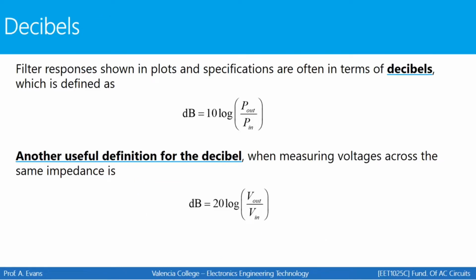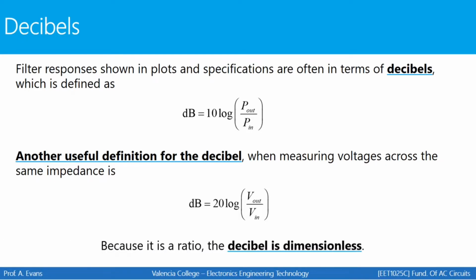Filter responses, meaning a graph which shows the response of a particular filter as frequency changes. Today we're going to learn how to draw a graph called a Bode plot. They're often drawn in terms of decibels, which are defined using this relationship. A decibel is 10 times the logarithm of output power divided by input power. Another useful definition for a decibel when we're measuring voltages is 20 times the logarithm of output voltage divided by input voltage. This is the definition we're going to be using today for the decibel. We're going to use this relationship to generate our Bode plots a little bit later on.